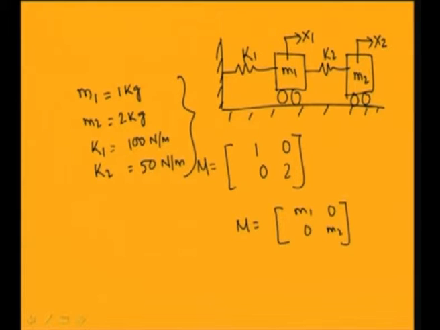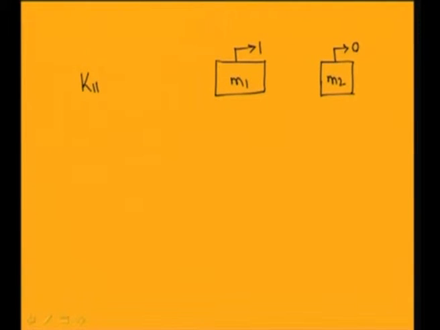So let me use the influence coefficient method to find this stiffness matrix. In this case I can draw the free body diagram. This is mass M1, this is mass M2. When mass M1 has a displacement of 1 and M2 has displacement 0, I can find K11. K11 is nothing but the force required to have unit displacement at 1 and 0 displacement at 2.